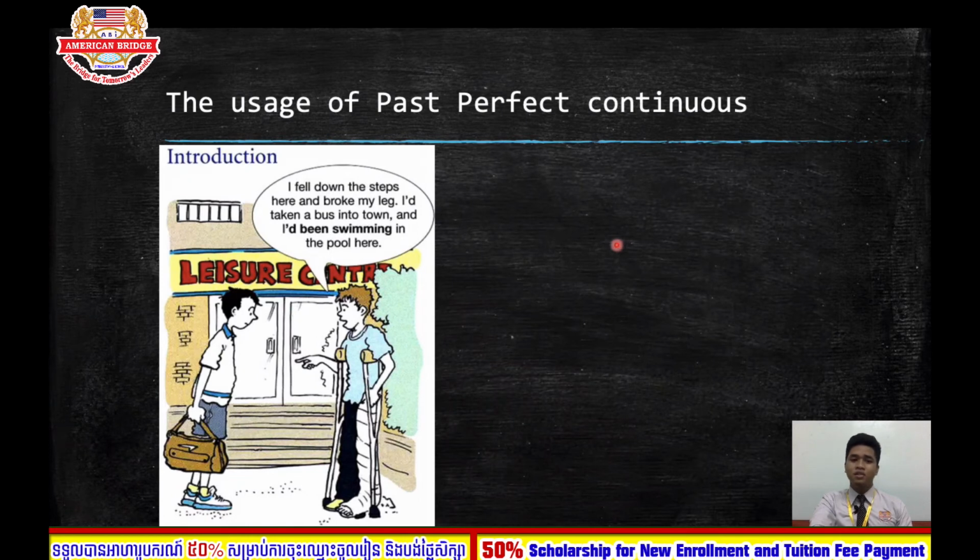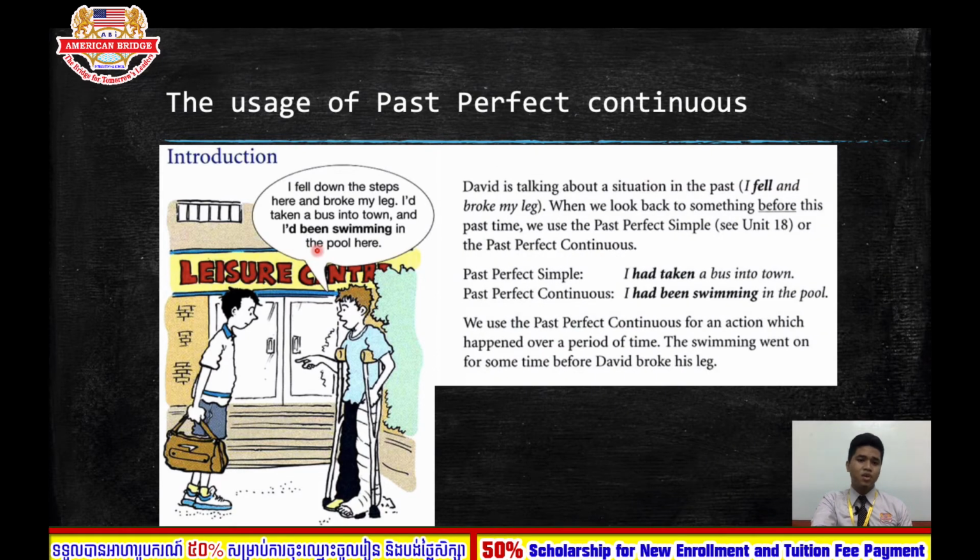So again, we will see this situation. Let's read this one. I fell down the step here and broke my leg. I had taken a bus into town and I had been swimming in the pool here. Okay, so again, the words written in bold are in past perfect continuous. So let's look at this situation. David, here's David, is talking about a situation in the past. I fell and I broke my leg.